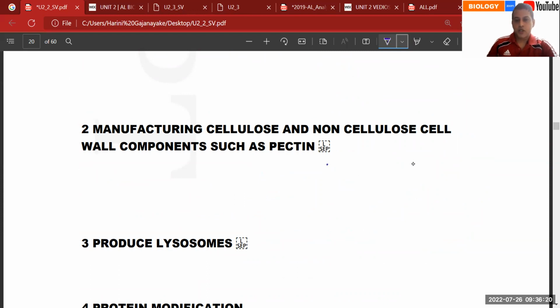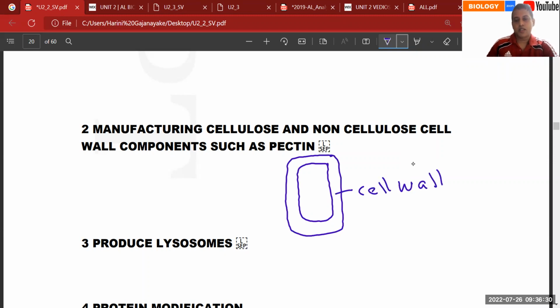Right, I'll show you again, a plant cell is like this. This is the cell membrane, and we can find the cell wall. The component of the cell wall is mainly cellulose. Cellulose is synthesized in the Golgi and then transported in vesicles to the cell wall, and the other one is pectin.